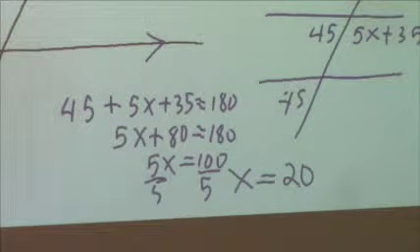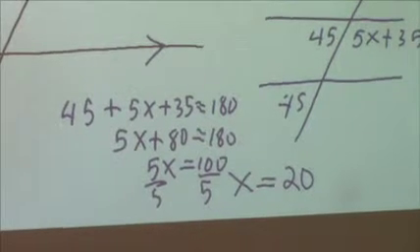And we can double check and see. 5 times 20 is 100. 100 plus 35 is 135. 135 plus 45 will give us 180.